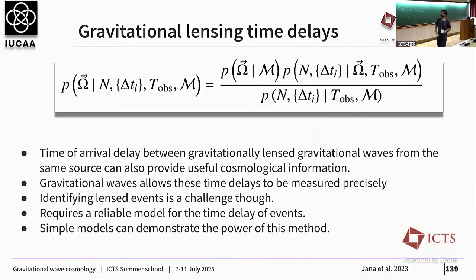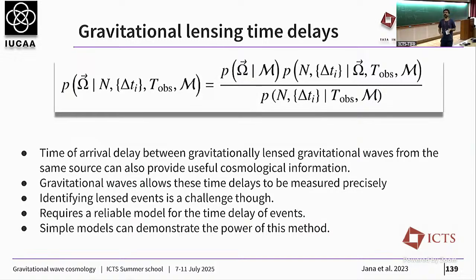Okay? But this time delay itself is related to the redshifts of the events, to the redshift of the lens and of the source as well. And it is also proportional to h naught, the Hubble constant, because any time that you take in the universe, or any distance scales, are also proportional to 1 over h naught. And so there is cosmological information in these time delays.